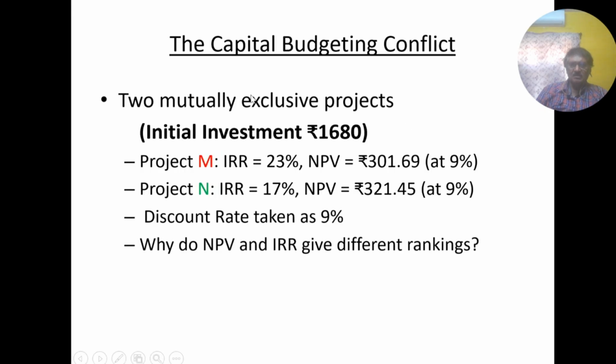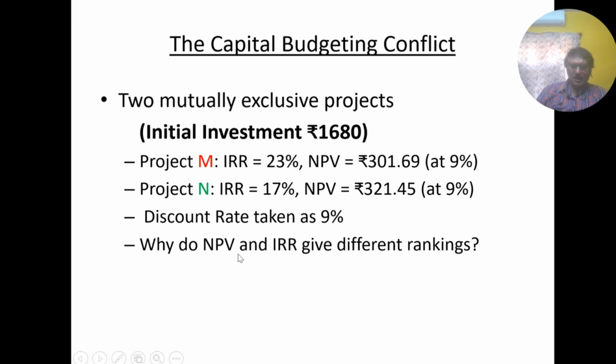Now, summarizing the results, we have already discussed the analysis, and this is a summary of the outcome. Initial investment is 1,680 for both the projects, project M and N. For project M, IRR is this, and NPV is this at the discount rate of 9%. For project N, IRR is 17%, and NPV is this at the discount rate of 9%. And I have already shown this, just presented here.